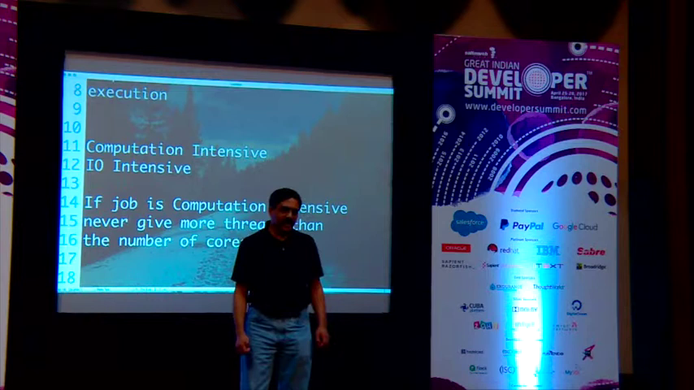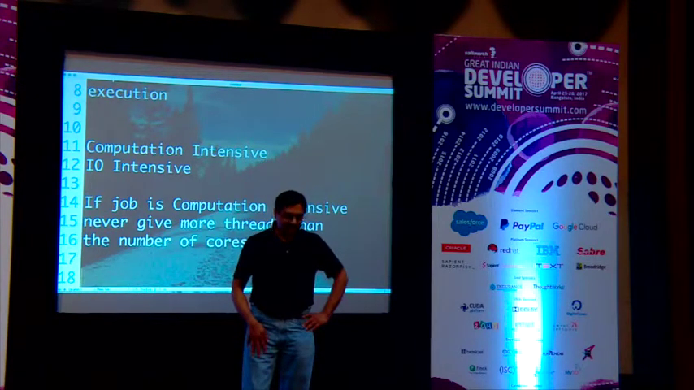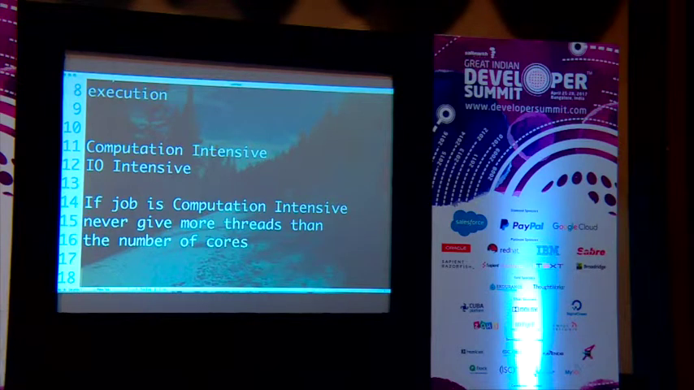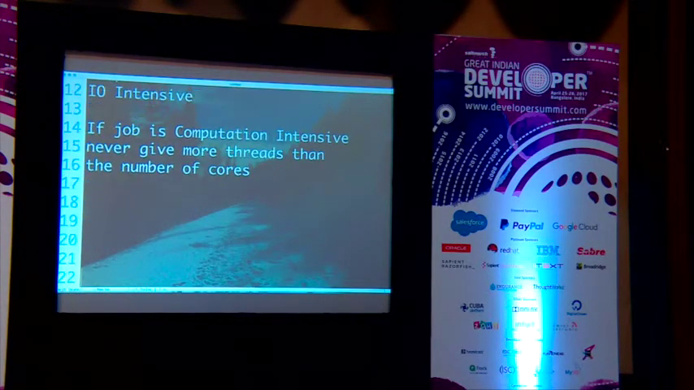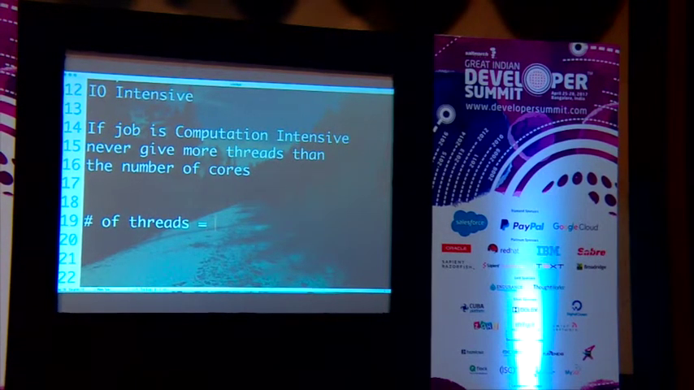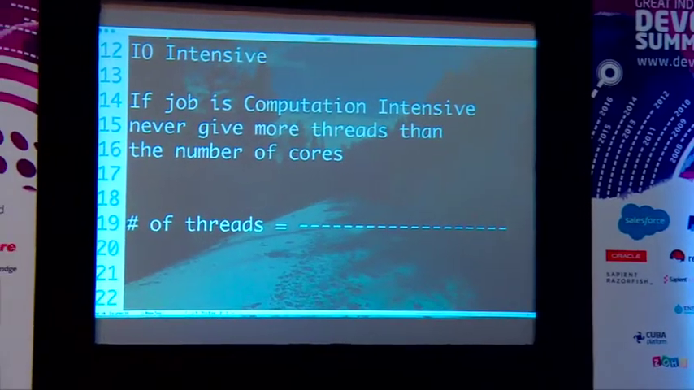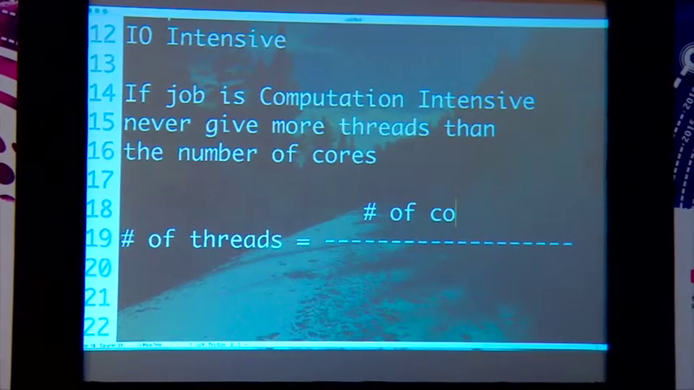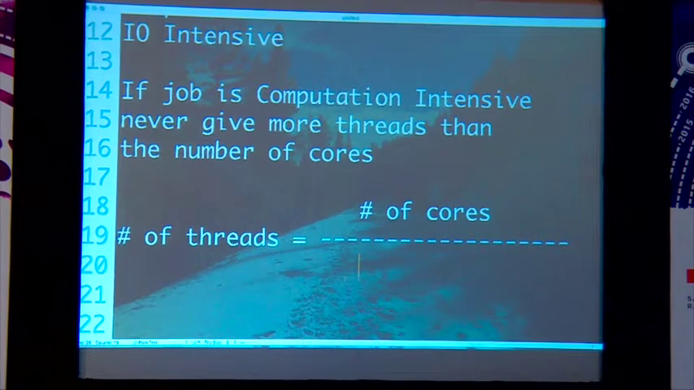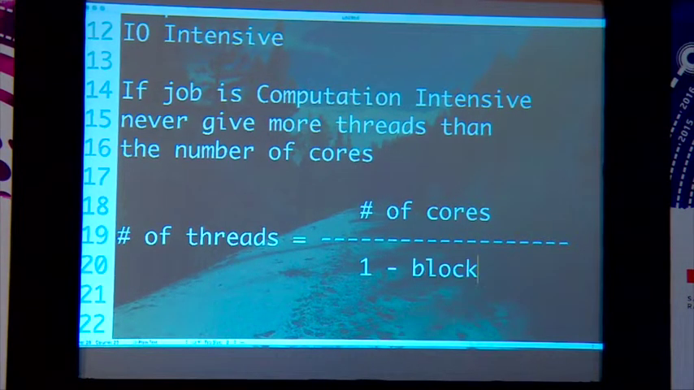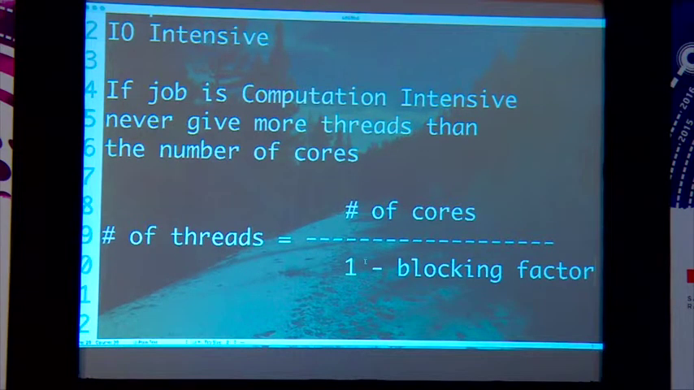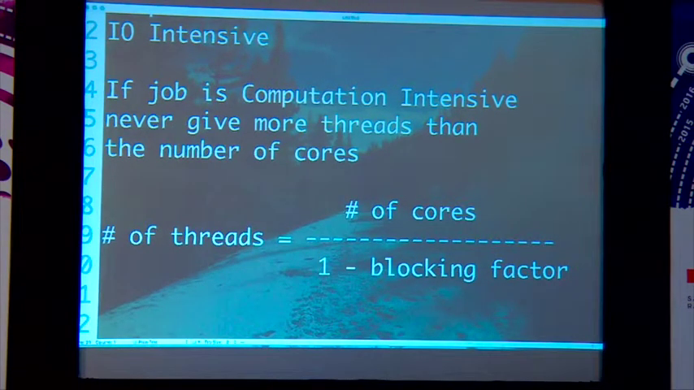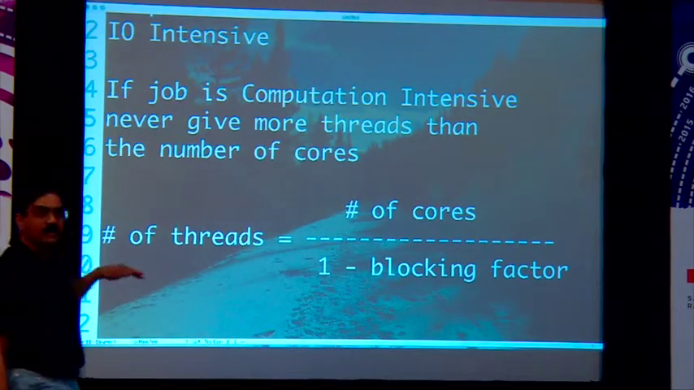But of course, if I walk away saying you can give more threads, you're going to say, how many? Well, the beauty is almost everything in life is math, isn't it? This turns out to be actually an extremely simple math. The number of threads is equal to the number of cores divided by 1 minus the blocking factor. Very, very simple math, as you can see. So how many threads should you give me? The number of cores divided by 1 minus the blocking factor.